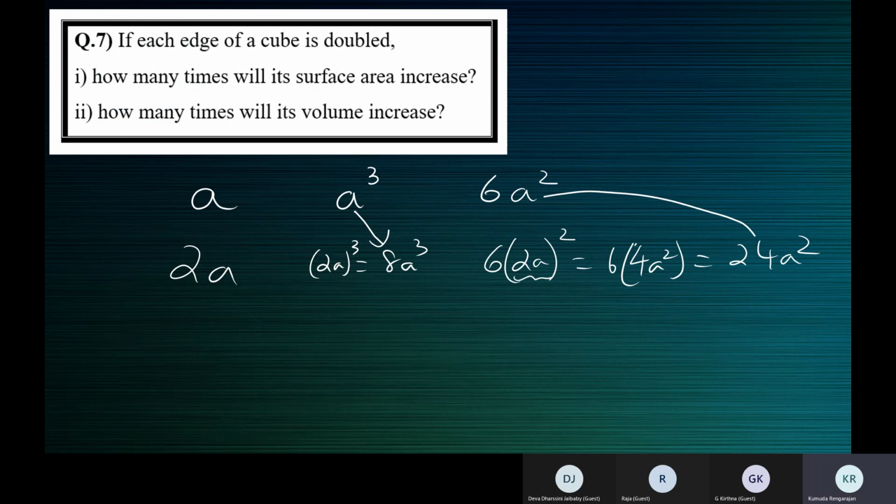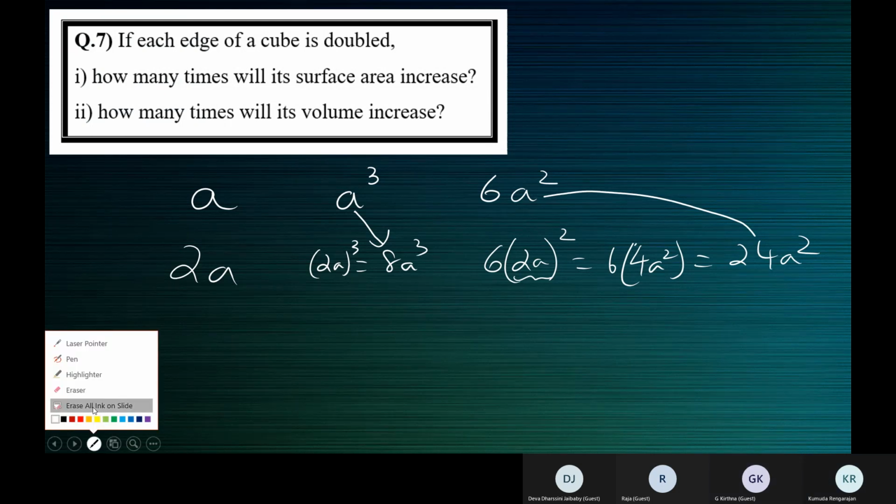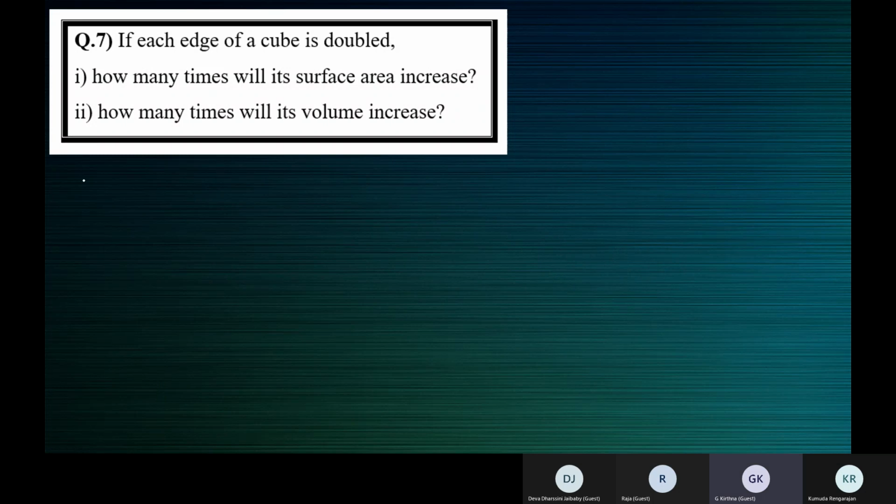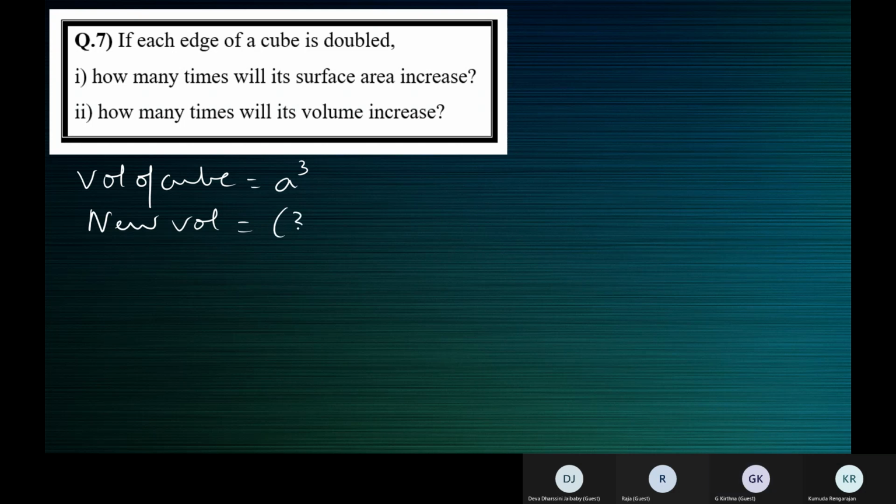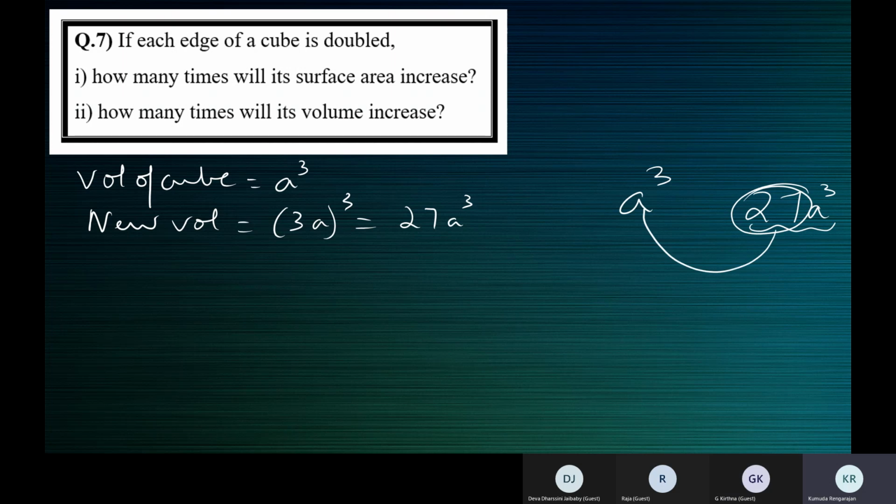You tell me for the volume, Kirtana. Ma'am, the volume of a cube is A cube. So if the new edge is 3a, then 3a to the power cube, so 27a cube. The new volume is 27a cube. So the new volume is how many times the original volume? Sorry, 27 times the original volume, ma'am. Yes, the new volume is 27 times the original volume.